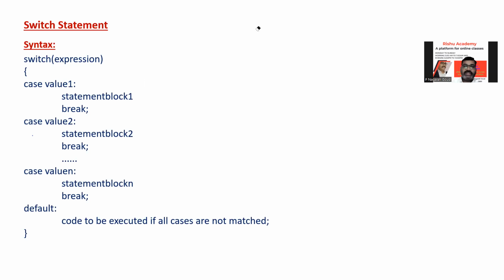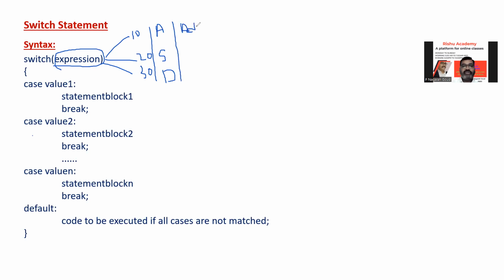Here the expression is the switch variable. It consists of different values. It receives different values from the user. The value may be 10, the value may be 20, the value may be 30. This is one category. Second category, the value may be A for addition, S for subtraction, D for division. And a third category: I'm writing ADD for addition, SUB for subtraction, and DIV for division.